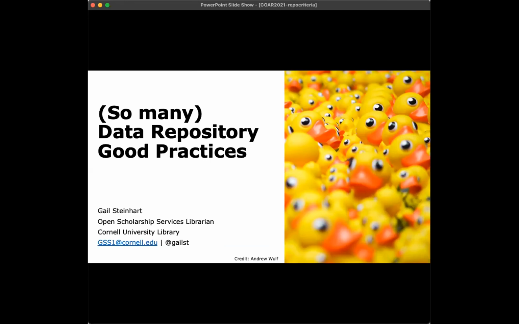So that'll be the focus of a lot of what I say today, but I think we'll find there's crossover in applicability of some of the criteria that are being put out there, as well as a lot of us manage general purpose repositories that host data and other kinds of content. So we have the full set of concerns in mind in doing our work. I'm Open Scholarship Services librarian at Cornell, but I'm also a repository manager. So I'll bring that perspective to it.